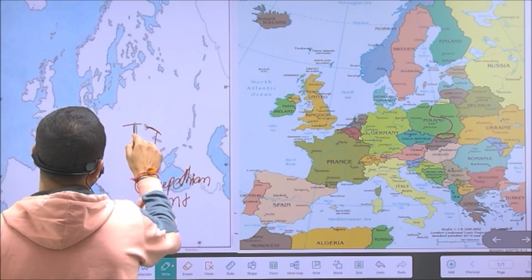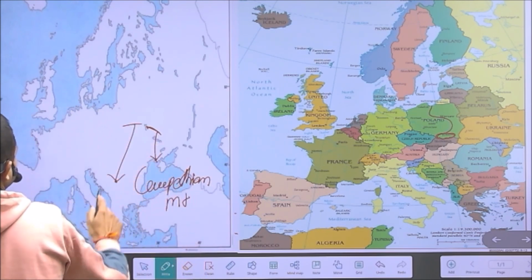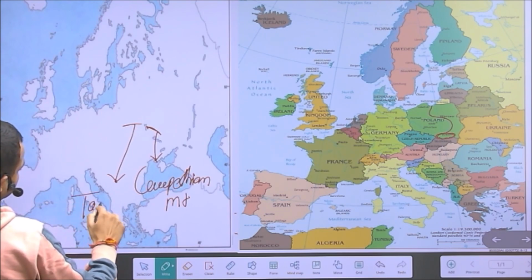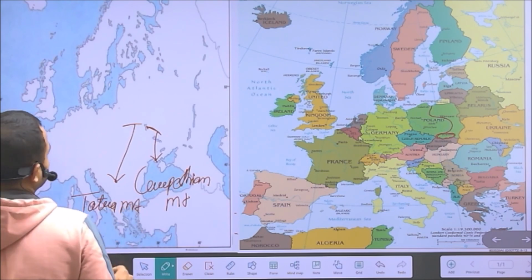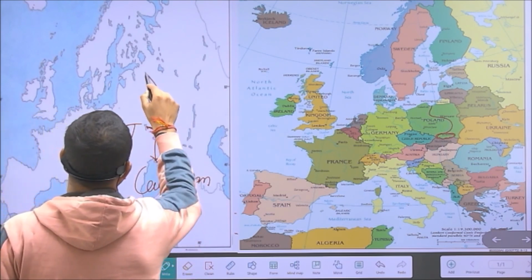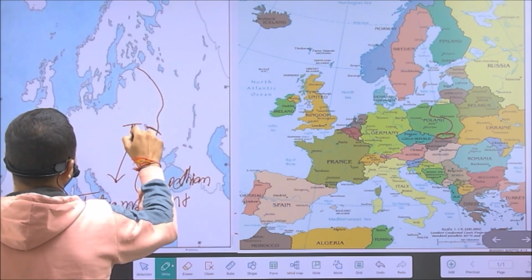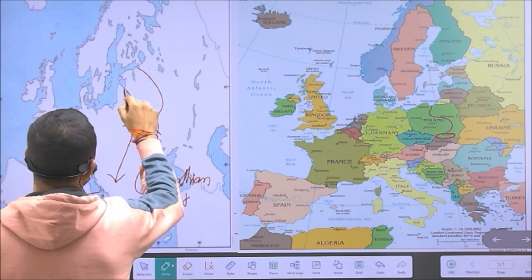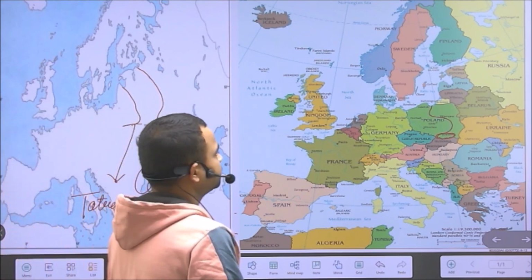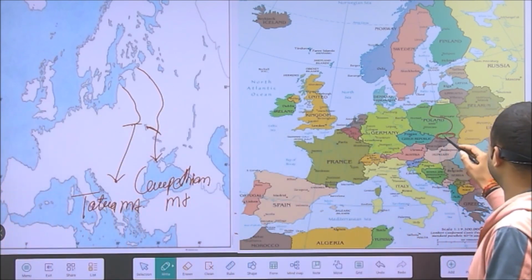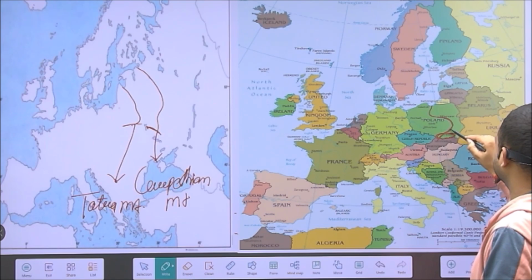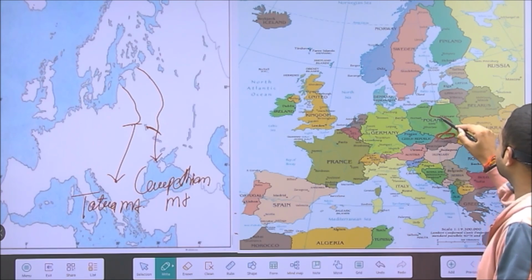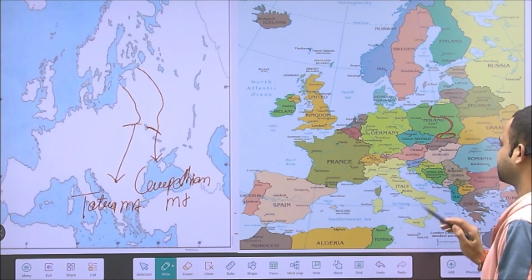And here another mountain is situated called the Tatra mountain. From the Carpathian, the Vistula River is originating, and from the Tatra mountain another river is originating. So here you can easily understand, from here the Vistula River is originating and enters into Poland, and the basin of the Vistula River is most important for coal reserve.